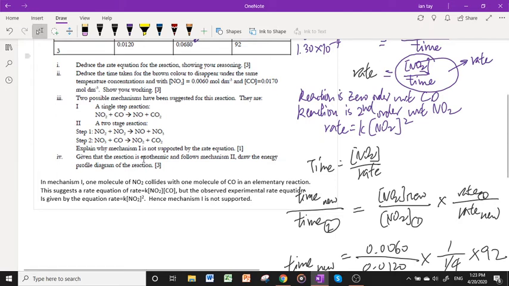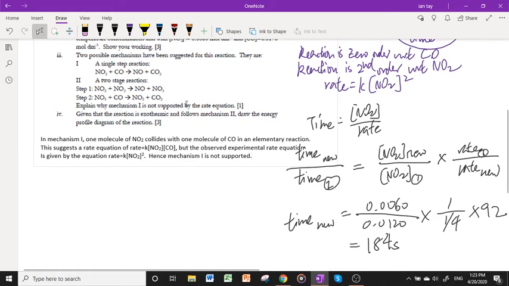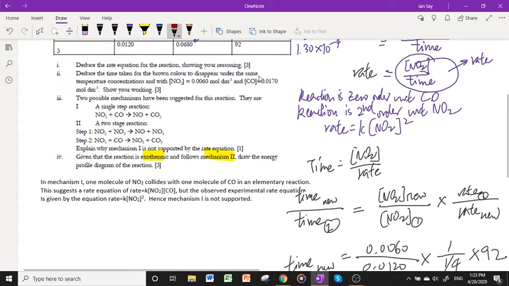Okay? And then part 4, they tell you that the reaction is exothermic and follows mechanism 2. Draw the energy profile diagram of the reaction. So what do we know about the mechanism? We know that the first step must definitely be the slow step, right? Because we know that the rate is independent of carbon monoxide. So step 2, which involves a molecule of carbon monoxide, cannot be the slow step. So step 1 must be the slow step.